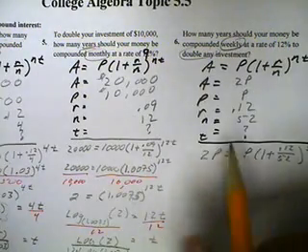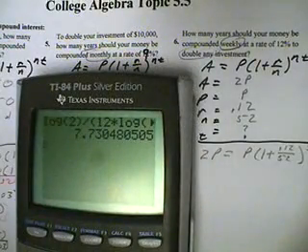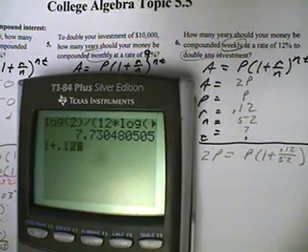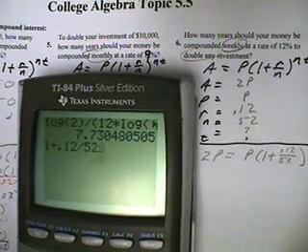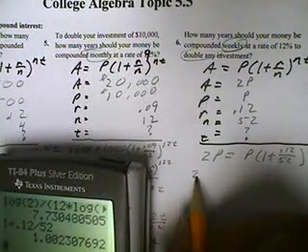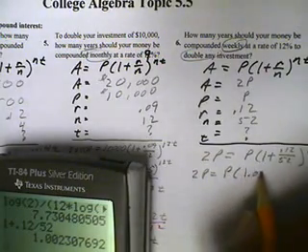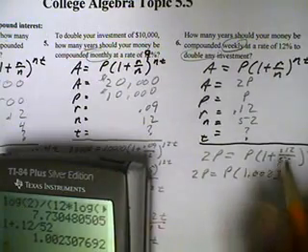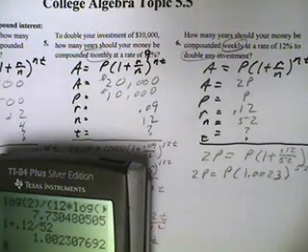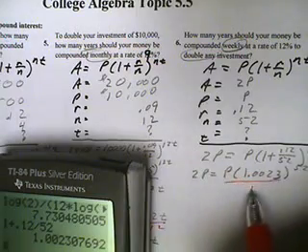Okay, let's simplify this right here. So 1 plus 0.12 divided by 52. Alright, so this will be 2P equals P and 1.0023 to the 52t power. Okay, now let's start to solve for t. We'll get rid of the P first by dividing both sides by P.